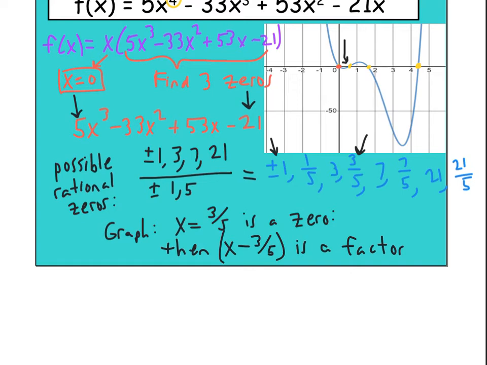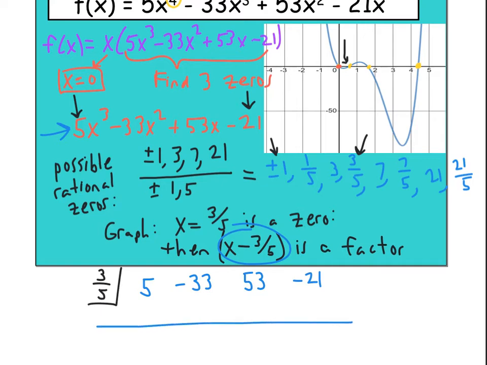So here's what we're going to do. We're going to take that 3/5, and I'm going to divide that expression by x minus 3/5. So I'm going to put 3/5 in the synthetic box, because we always use the opposite. Then we're going to write the coefficients 5, negative 33, 53, and negative 21, and we're just going to divide this down. Now note, I'm doing this with the version where we already factored the x out, so I'm doing it with the 3rd degree.